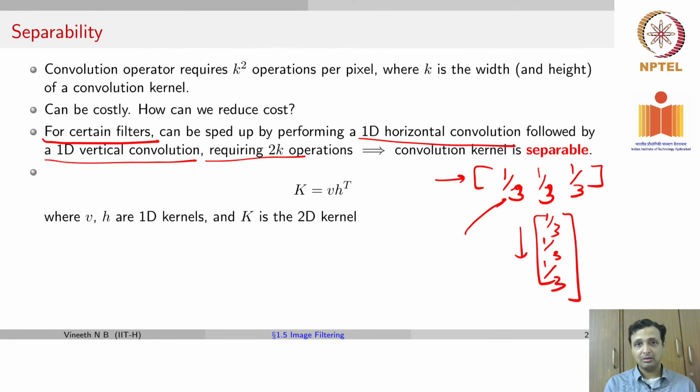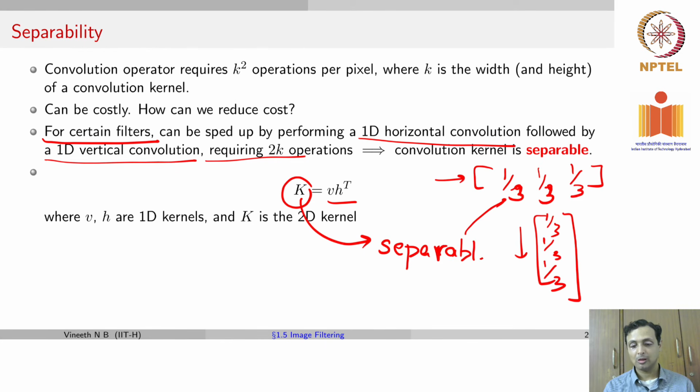So to make this a bit clearer, we define a kernel K to be separable if you can write it as an outer product of two 1D vectors, v and h. If you can do that, then such a kernel is said to be separable, because you can separate it into two 1D kernels. And then you can use this trick to reduce the number of operations from k square to k by first performing a 1D convolution with v and then performing a 1D convolution with h.